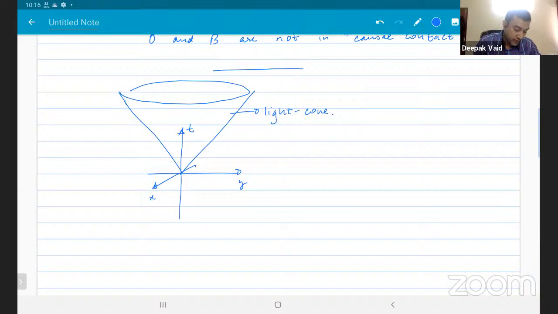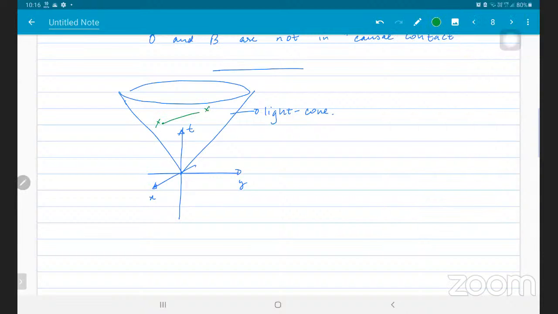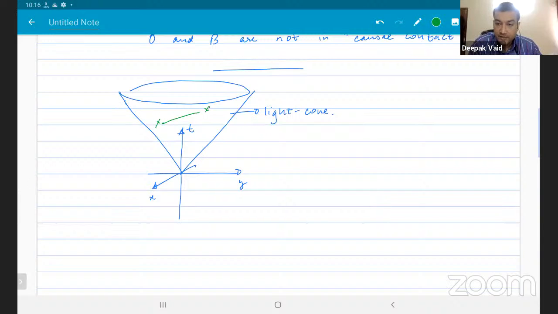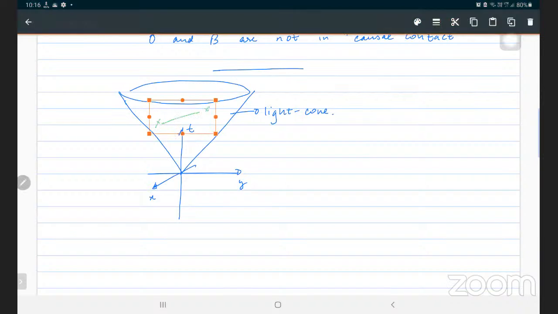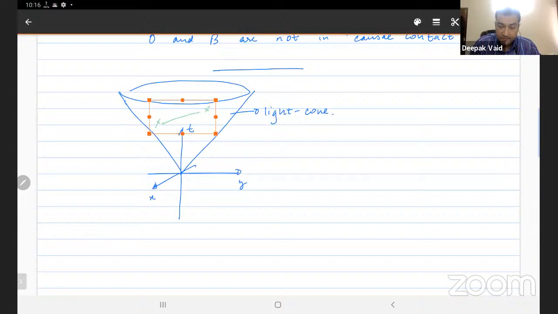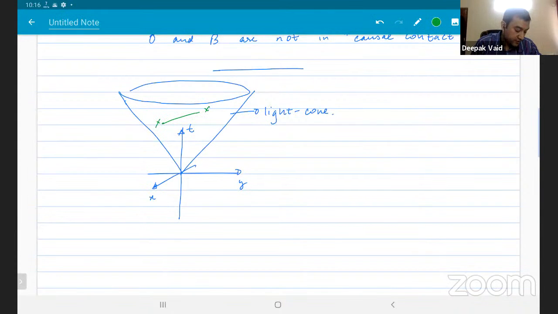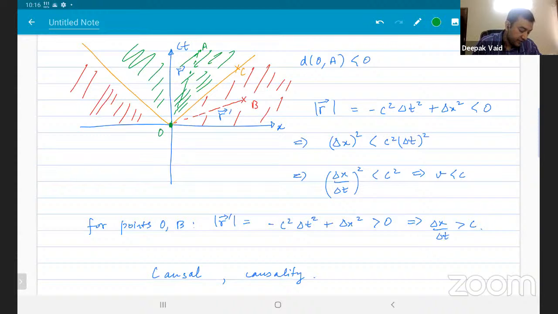Now, what you're saying, I think, is that if I take any two points here, the line between those two points does not need to be of negative length, right? Is that what you're saying? Yes, sir, it will not be passing through the origin. So these two points will not be in causal contact. That is fine. Because when I draw this light cone, I'm talking about everything in relation to this origin. Everything is defined with relation to this one point.